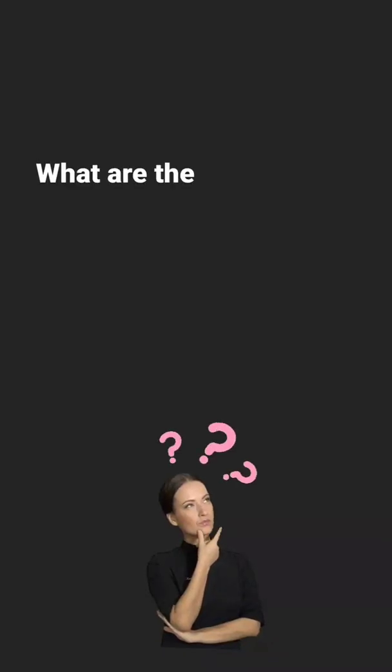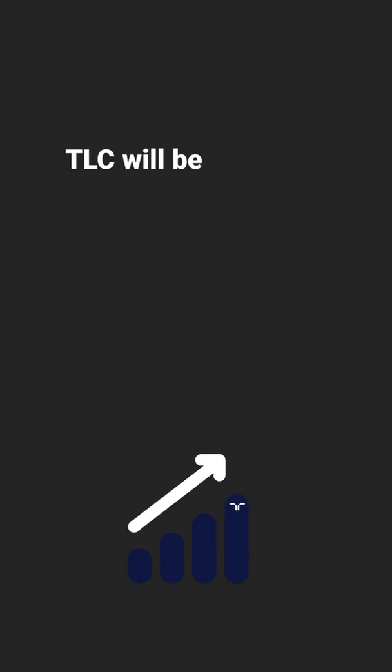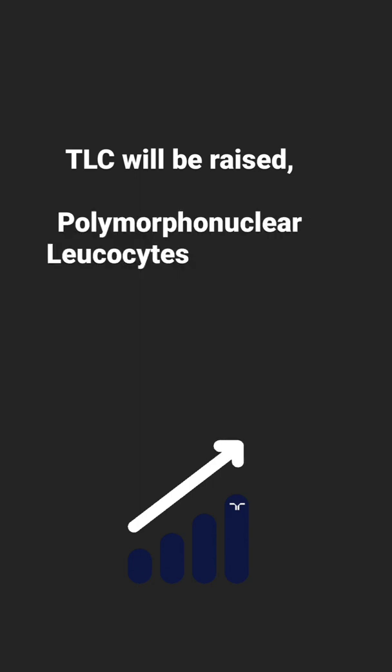Then what are the findings of acute infection in CBC? First, total leukocytic count will be raised, and polymorphonuclear leukocytes and band cells are increased. I'll tell you what band cells are. How is the body structured?